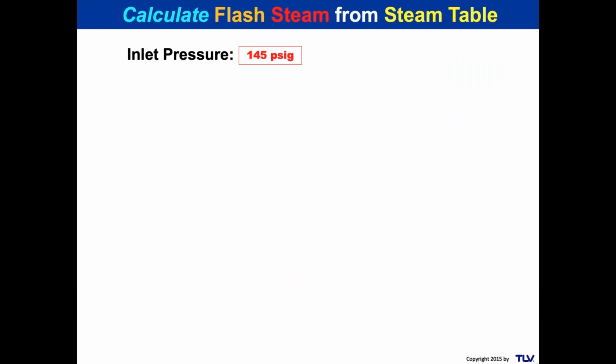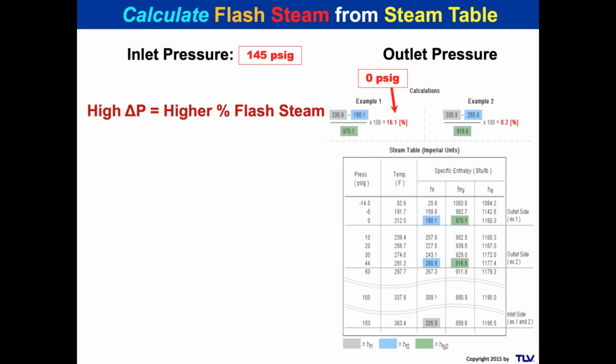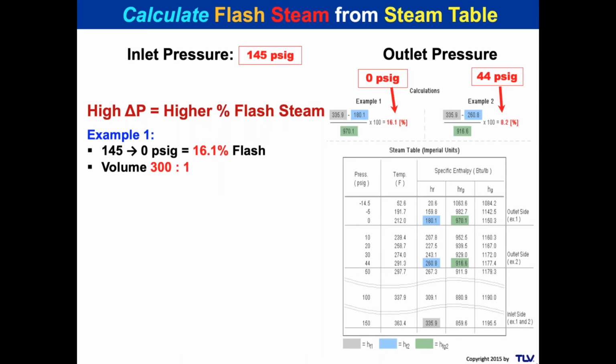Okay, so we can calculate flash steam from a table. And here you see at 0 pounds, it's 16.1% flash. So the higher the delta P, from 145 to 0, from 10 bar, 1 megapascal to 0, you're going to get a high percentage of flash, and in example 1, that's 16.1% flash. Let's take a look at example 2. That volume was 300 to 1 steam, by the way. That's 44 psi.